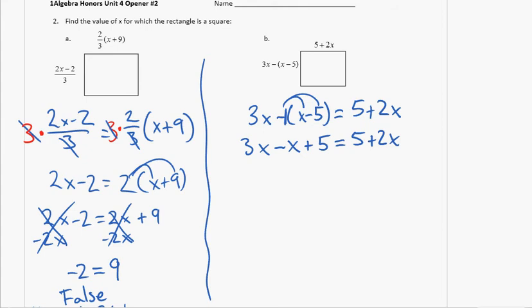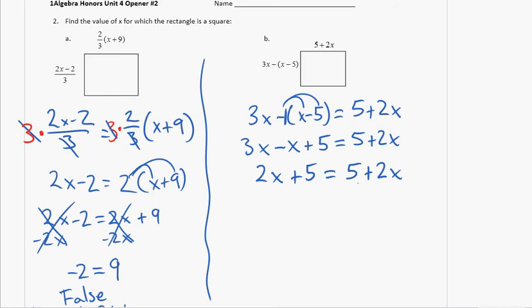Alright, well, before I start doing algebra and moving things from one side of the equation to the other, it looks to me like I've got some like terms over here that I can combine and get 2x plus 5 equals 5 plus 2x. And again, if you're paying attention, hopefully you notice that 2x plus 5 on the left side and 5 plus 2x on the right side are in fact the same thing. Well, that means it doesn't matter what number you would put in there for x. This equation is always going to be true.